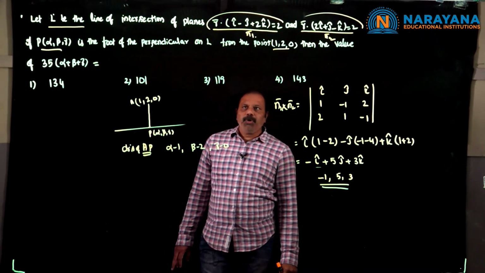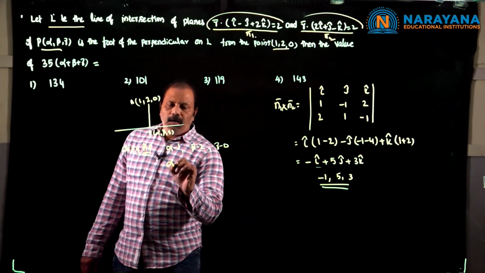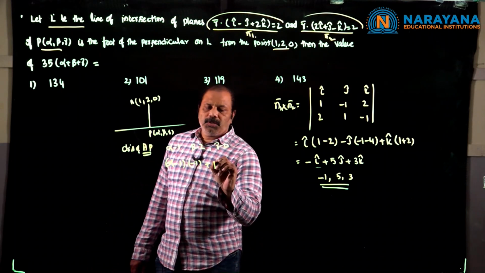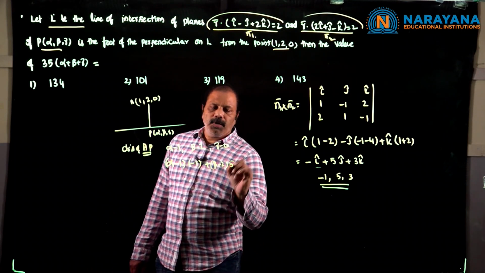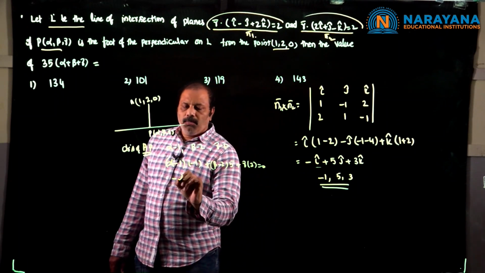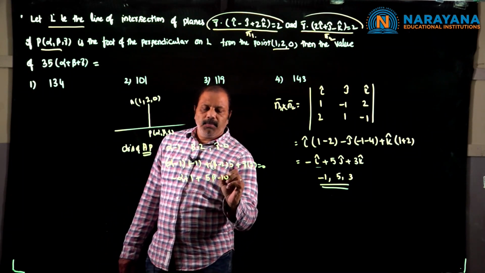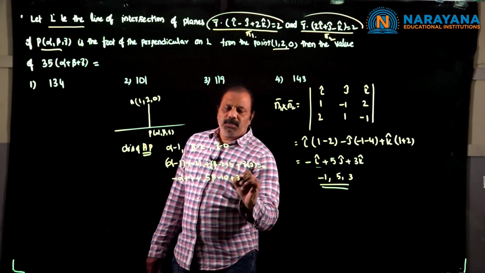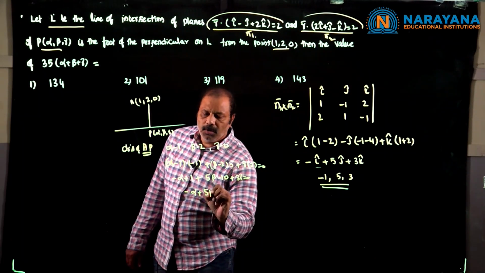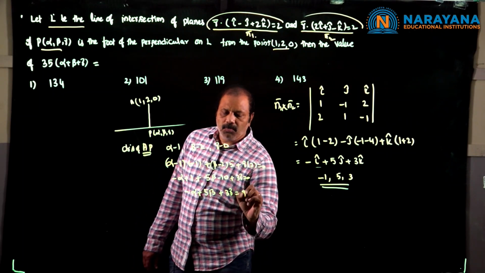Here, the dot product of these two must be equal to 0. Therefore, (alpha minus 1) into minus 1 plus (beta minus 2) into 5 plus gamma into 3 is equal to 0. Minus alpha plus 1 plus 5 beta minus 10 plus 3 gamma is equal to 0. From this, minus alpha plus 5 beta plus 3 gamma is equal to 9.